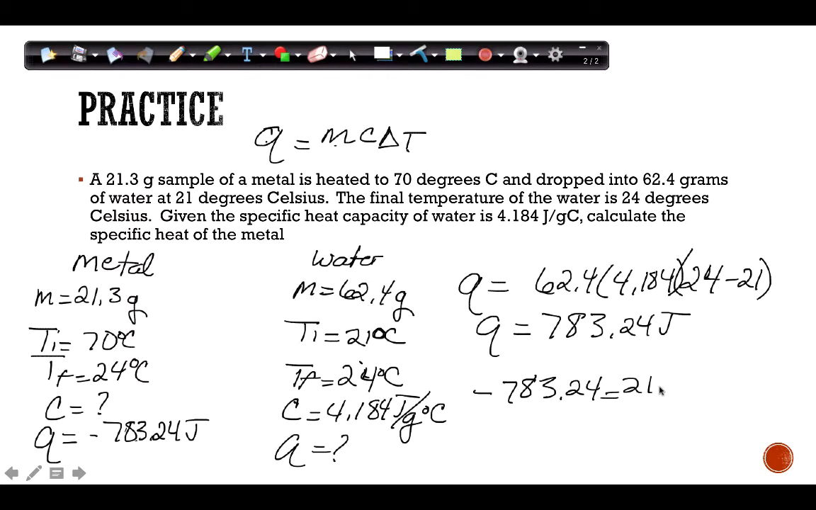And my mass is 21.3. C is unknown. And delta T should also be negative because my final is lower than my initial. So if I have a negative delta T, my Q should also be negative. All right, so if I plug everything in and solve for C, I should get 0.799 joules per gram degree Celsius.